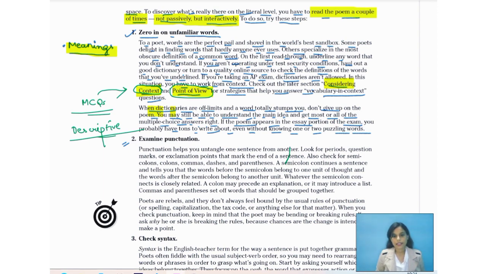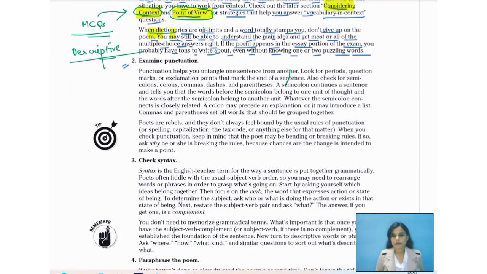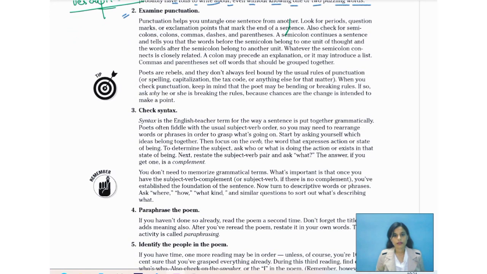Next step that they have told us to follow is examining the punctuations. Now, punctuation helps you untangle one sentence from another. All right. So, of course, if there is a full stop, if there is a comma, you will be able to just untangle one sentence from another. Look for periods, question marks, or exclamation points that mark the end of a sentence. Also, check for semicolons, colons, commas, dashes, and parentheses.